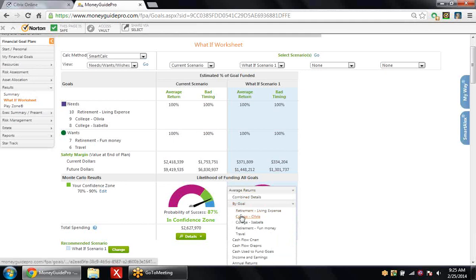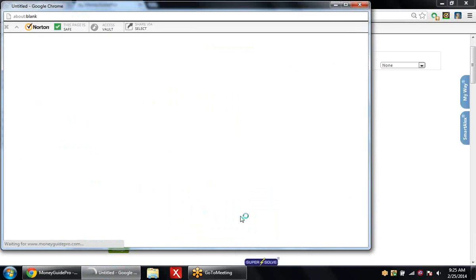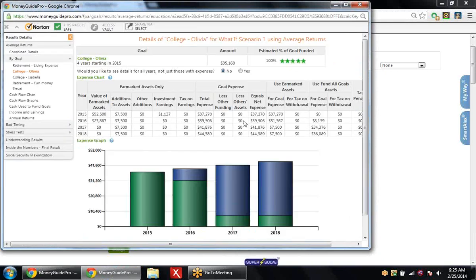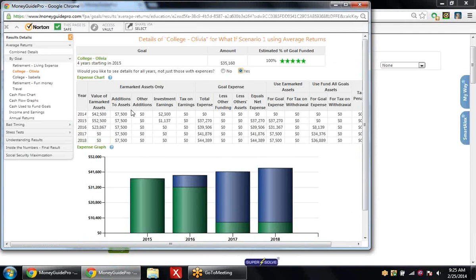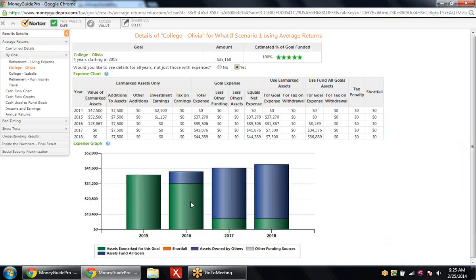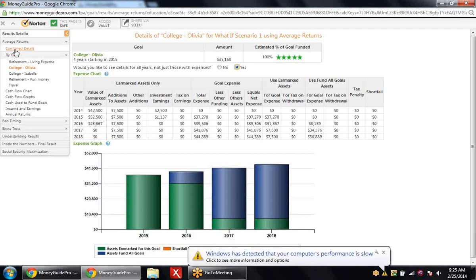So when I look at by goal, let's look at college for Olivia. When I look at college for Olivia, it shows her value of the money in her college savings plan. It shows the money I'm adding to the plan, and then how much money is needed for the goals. And what this plan shows is her college fund here in the green, which is the assets earmarked, aren't quite enough to pay for her college. So she'll have to use some of the money that's set up to fund all goals, which is just fine.